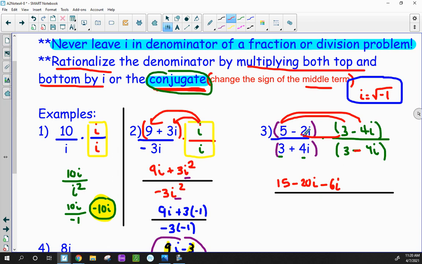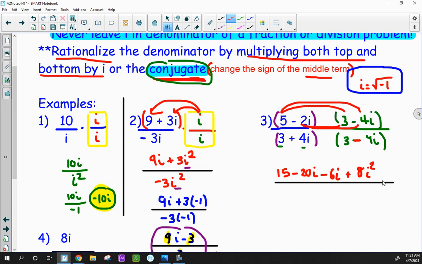And last is negative 2i times negative 4i. Negative times negative is positive. 2 times 4 is 8. I times I is I squared. So the top is done. Let me rephrase that. The multiplication is finished, but we'll have to come back in a minute and simplify.